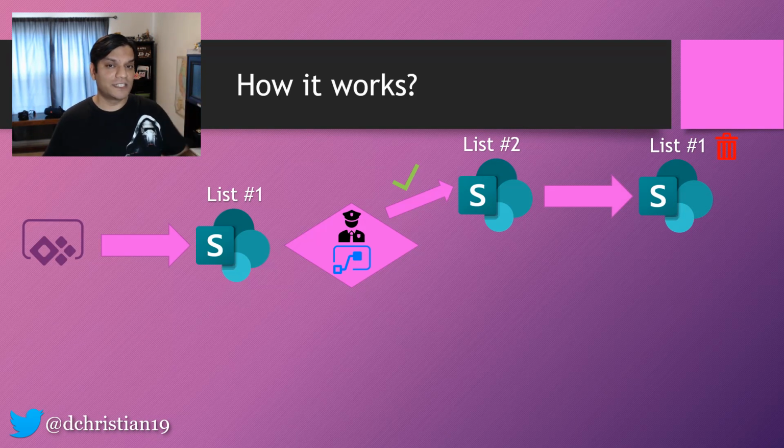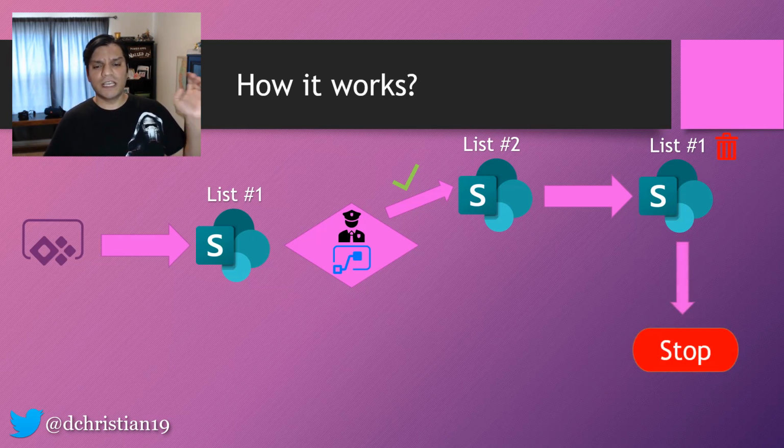So I think you're already understanding that the primary list, or the first list, is just a temporary location to house the data. That's basically the functionality. The main data is stored in the secondary SharePoint list. And then after it is stored there, the process stops.